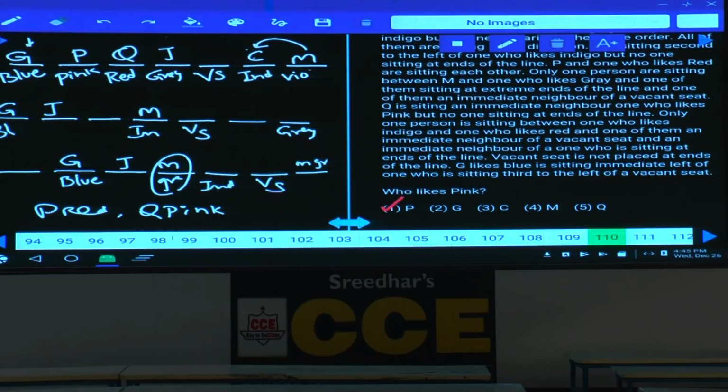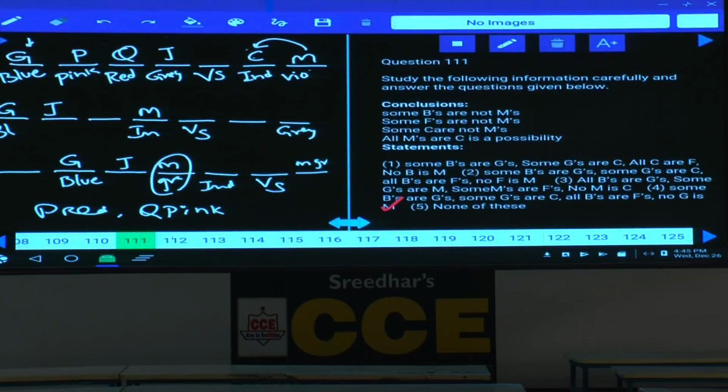Then 111 to 115. Yes, question numbers 111 to 115. Yes, tell me question number 111, what is your answer here? Tell me what is the answer you got here. 111.